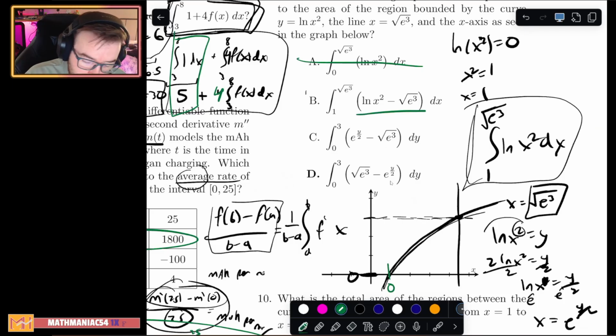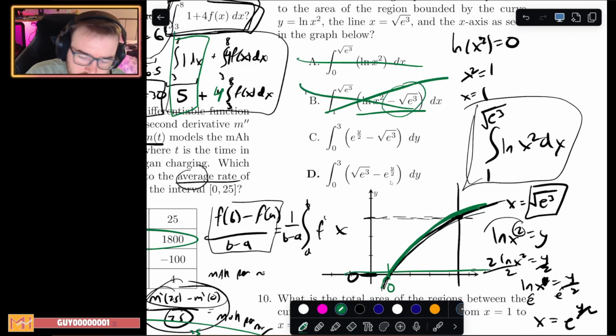Then here, I'm just thinking, what am I subtracting? There's nothing below this curve. It's just function minus 0. So what is this subtraction? It's top minus bottom. This is just the right bound. That doesn't make any sense either.